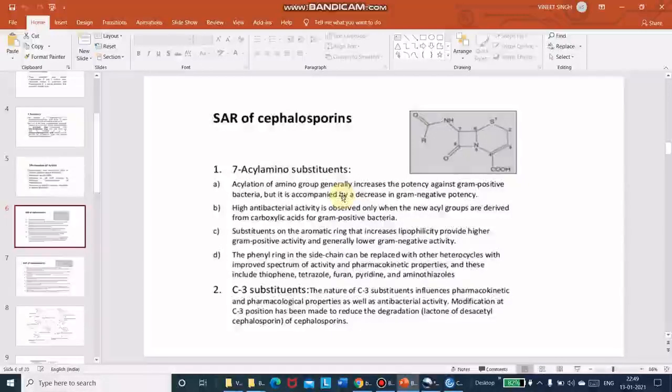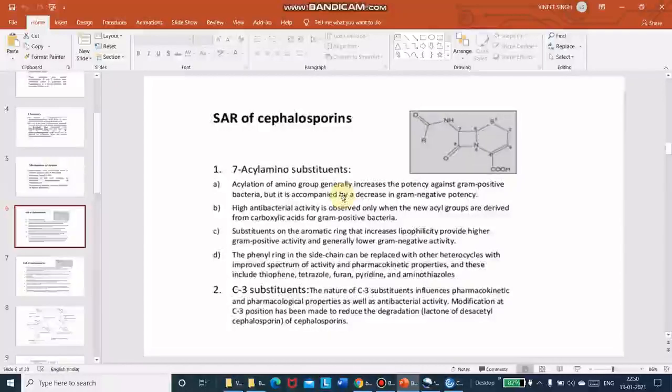The phenyl ring in the side chain can be replaced with other heterocyclics with improved spectrum of activity and pharmacokinetic property, and these include thiophene, tetrazole, pyridine, furan, and aminothiazoles.